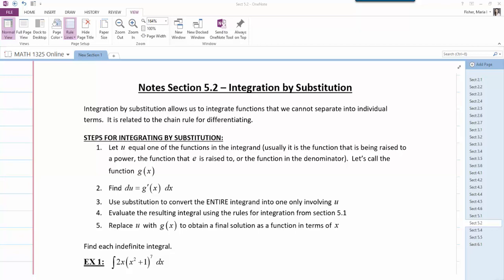Section 5.2 deals with integration by substitution. Integration by substitution allows us to integrate functions that we can't separate into individual terms. It's integrating the chain rule.